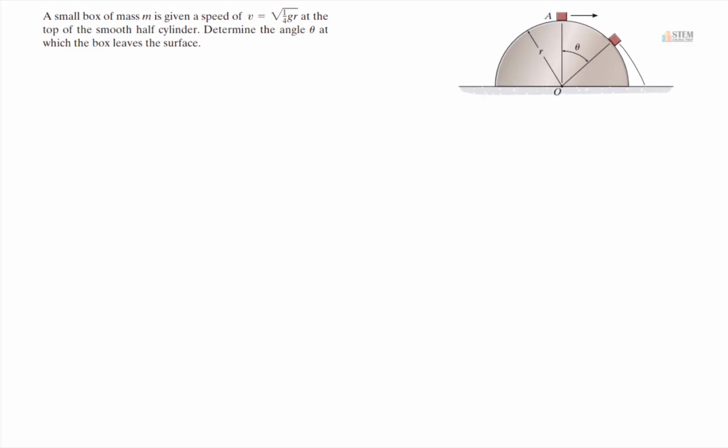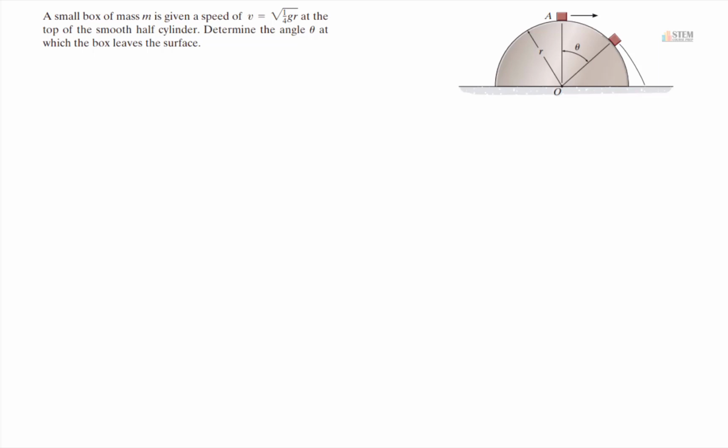Let's do another work energy problem here. So this one says there is a small box of mass m that's given a speed of the square root of 1/4 g times r at the top of the smooth half cylinder, so it's smooth, no friction. We want to find the angle theta at which the box leaves the surface. This is from the Hibbeler textbook, by the way. It's like 14.16, I think.